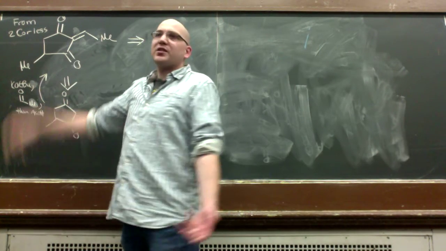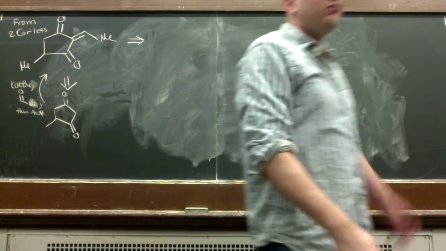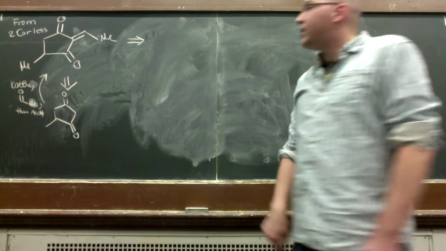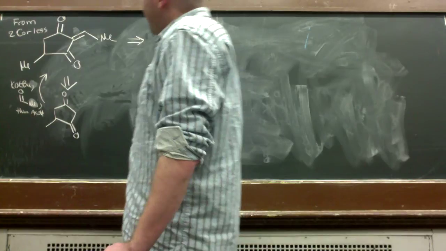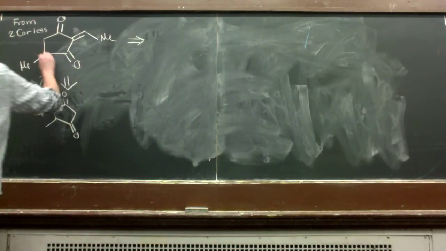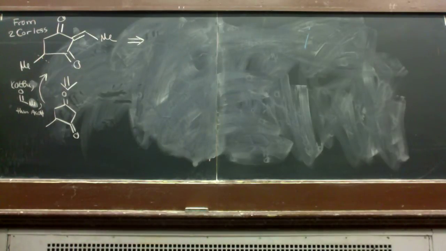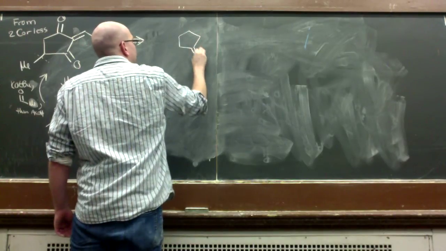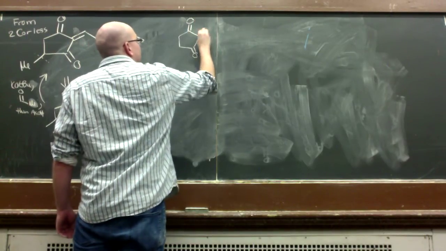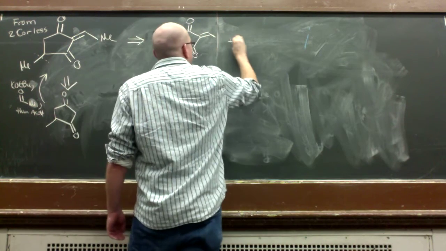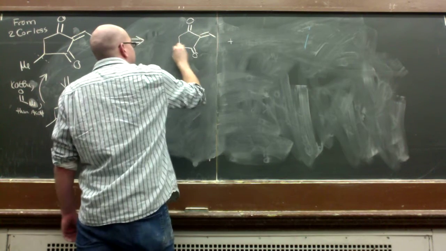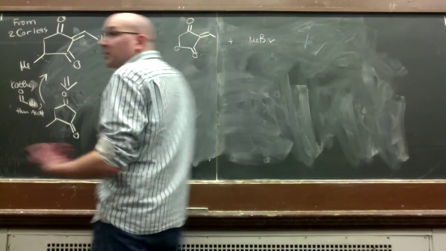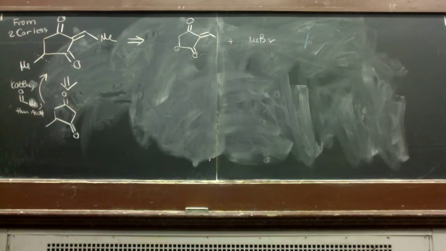Maybe what if one of these was an alcohol? So there would be another option: basically get the anion there and treat it with this. So this would be an option. But what might be the problem with this approach?